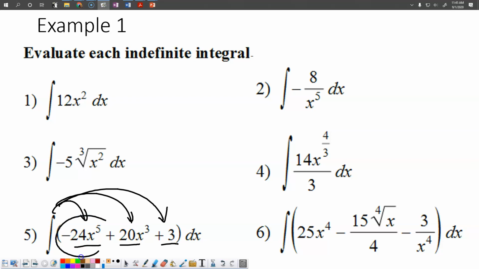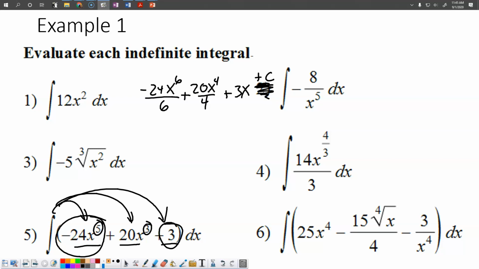So for the first one, to integrate it, I'm going to add 1 to my power. And then I'm going to divide by that number. Next one, add 1 to my power. And divide by that number. Last one, this is just a constant. What do we do when we integrate a constant? You just put an x next to it. Finally, don't forget your plus c.